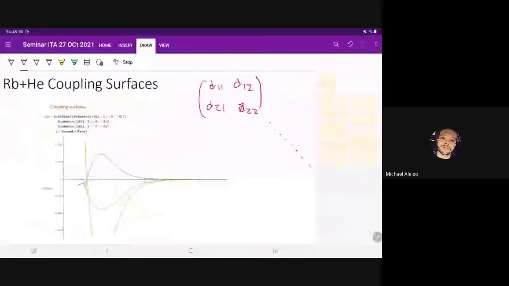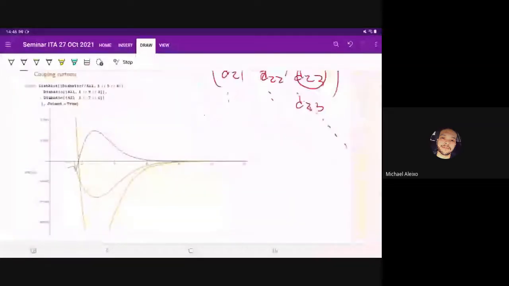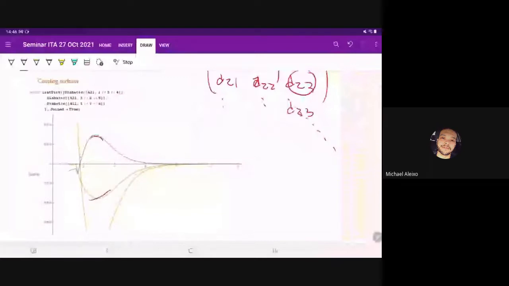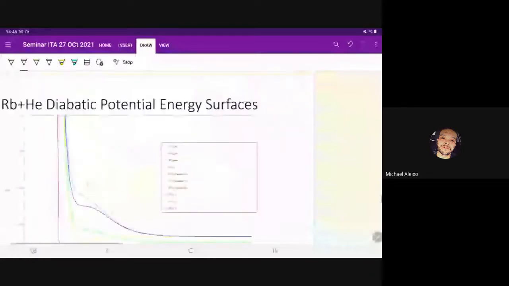Well, now if we say we're going to couple the ground state as well, we now have to expand this to D13, D23, D33, and so on. And so we actually get three separate coupling surfaces, which I've calculated here. And again, the coupling to the ground state here and here, these aren't as significant as the excited state coupling, but they're still there. And so I was able to put those together and do a little comparison.